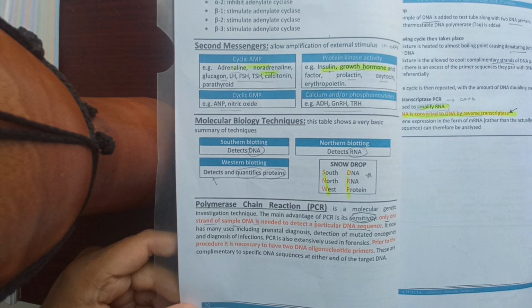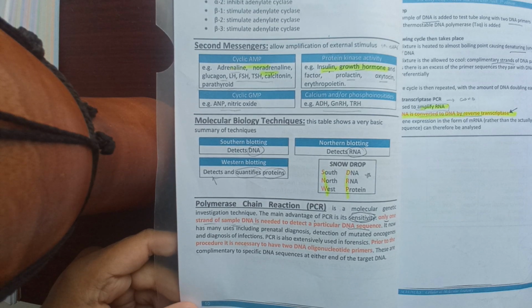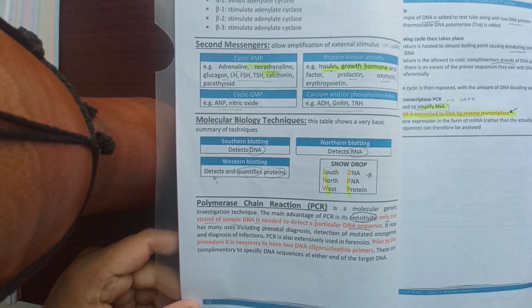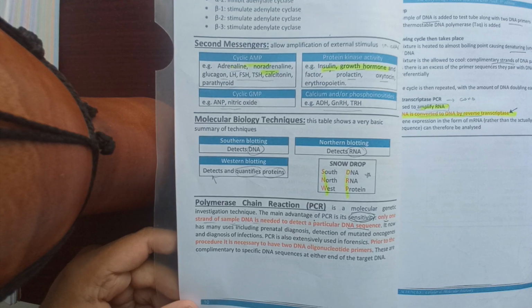Prior to the procedure, it's necessary to have two DNA oligonucleotide primers. These are complementary to specific DNA sequences at either end of the target DNA.